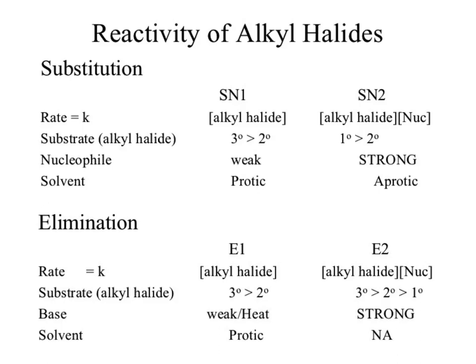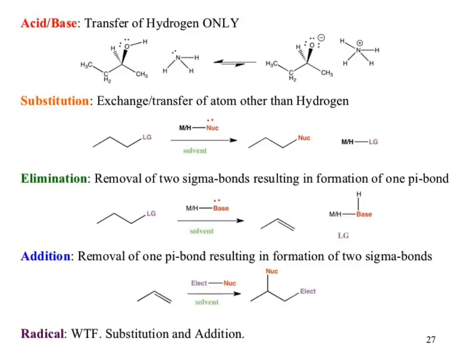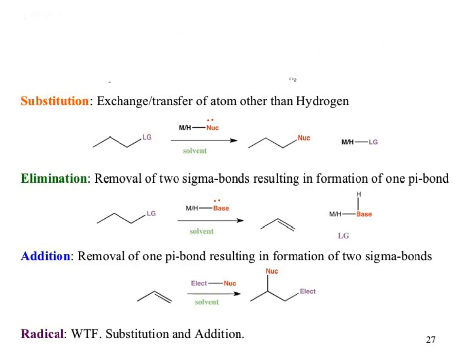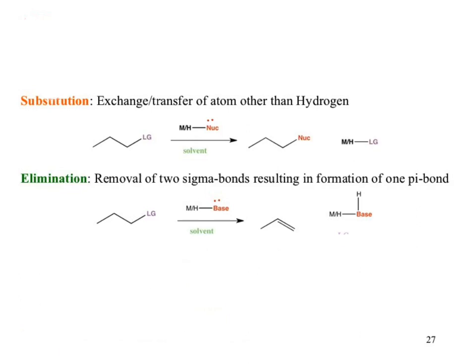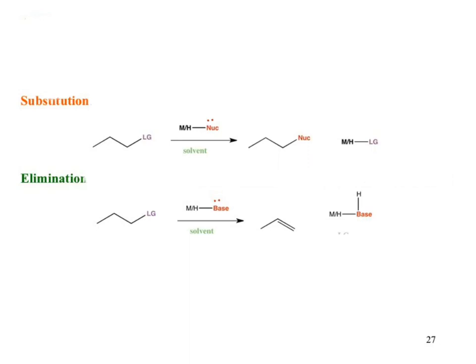Okay? So if we take a step back, take a look at our substitution and elimination general forms of our reactions. What do you see within those general forms? So look at the pictures. Anybody notice anything that looks odd? What element is Lg? It's a leaving group. Okay. What element is nuke? It's a nucleophile. What element is solvent? It's the solvent. Okay. It's whatever was there to dissolve.